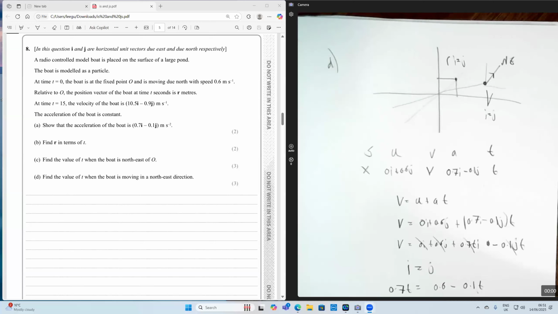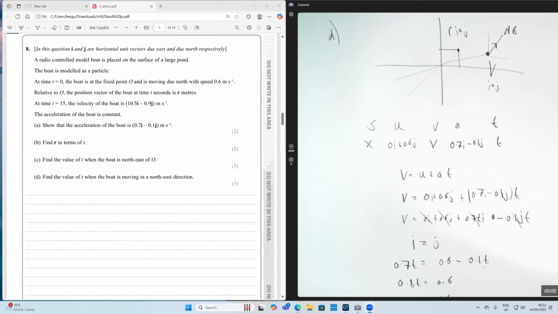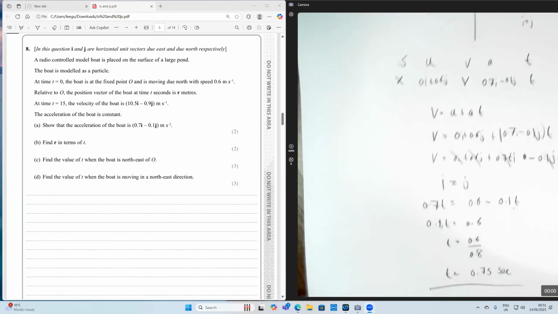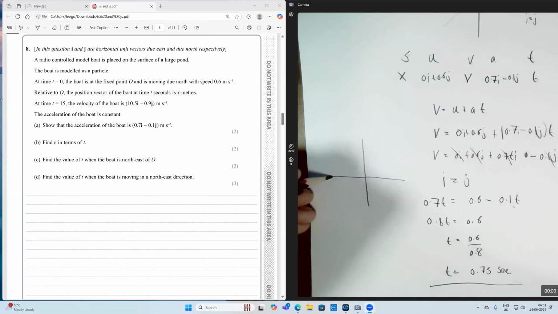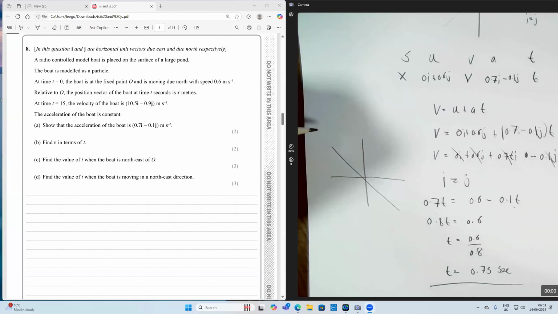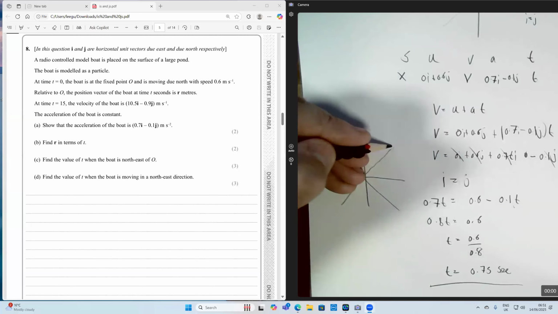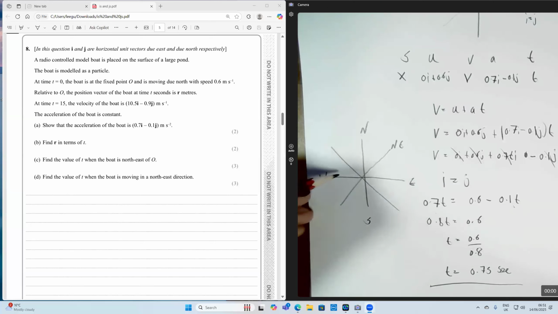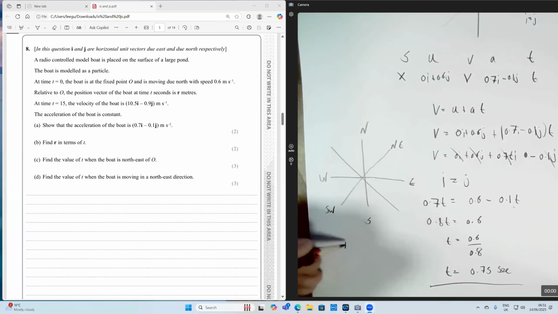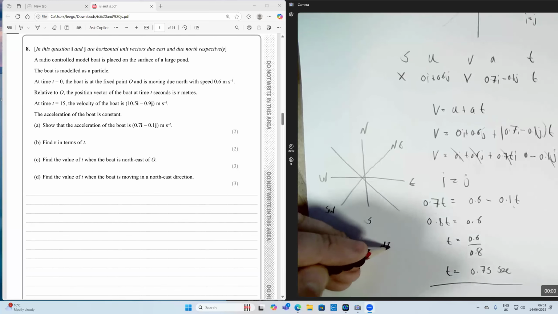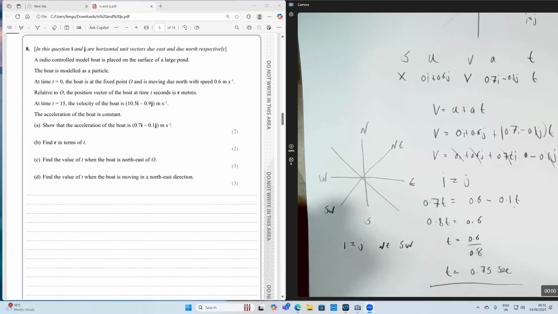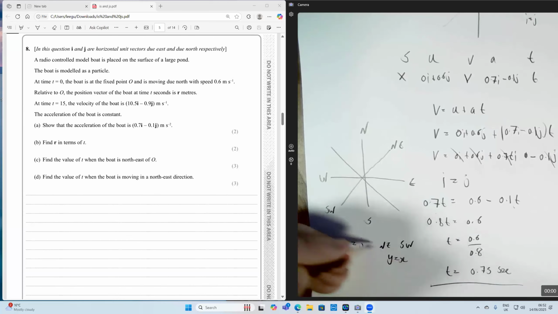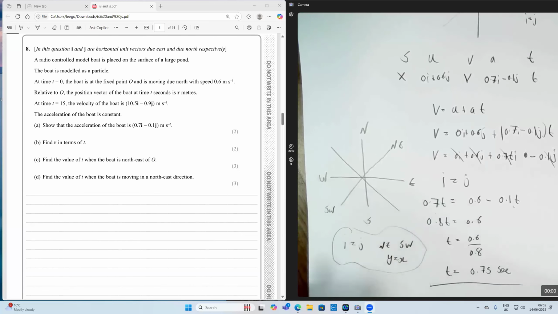So the key for this one was equating the i and j components of the velocity rather than the displacement. And again, I know I've mentioned this previously, but I think it's super important to point out. We've got north, east, south, west. So let's imagine the question said that the boat was traveling in a southwesterly direction. Then we would still have set i equal to j, because whether it's northeast or southwest, it's still lying along the line y equals x. So we would equate the i's and j's.